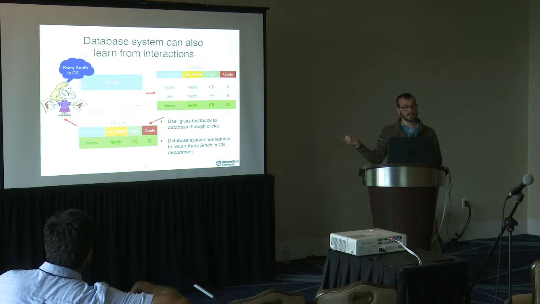Okay, so the database system can also learn, and so in this case, we have a different user that enters the keyword query Smith, very generic, and before the database system couldn't answer it, but now, after maybe some interactions, it's been able to learn that when the user enters this keyword query, I need to return Carrie Smith in CS. And the database system is able to learn through feedback from the user, such as clicking on the correct tuple when it's returned to them.